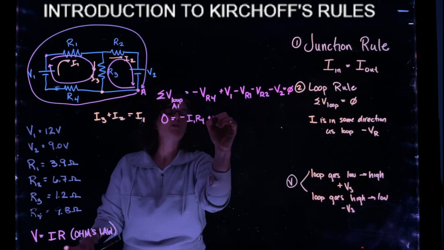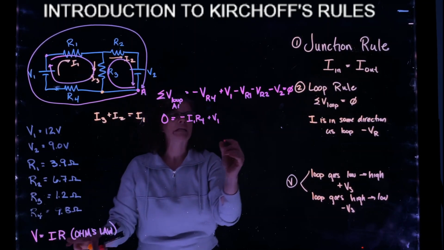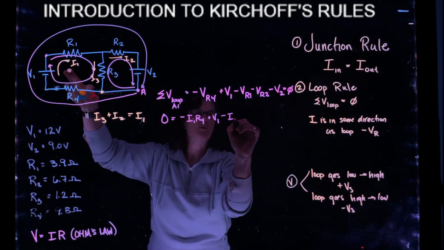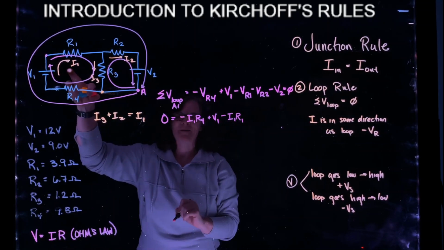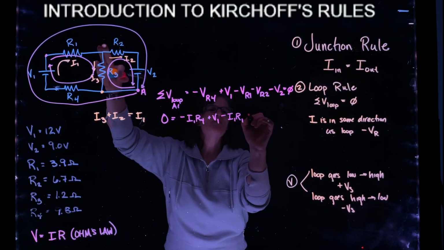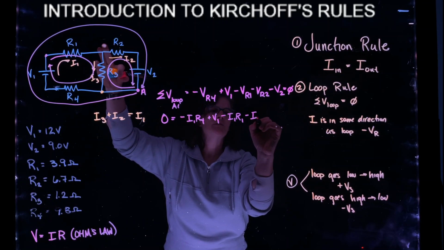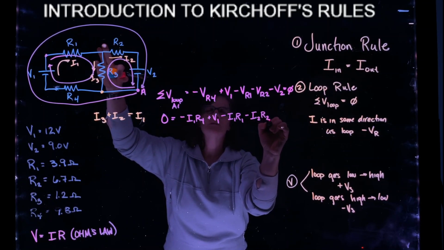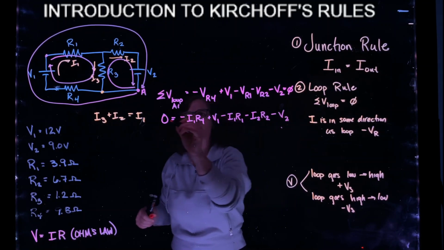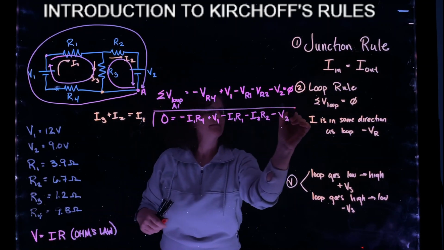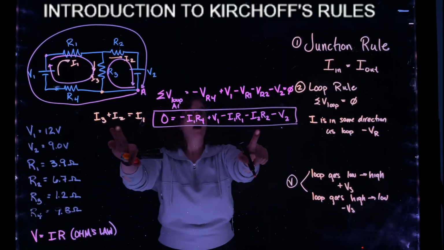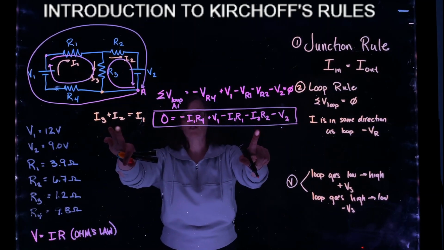Then I have my voltage source 1, which is known. Resistance 1 is current 1, so that's minus the current through resistor 1 times R1. Resistor 2 is current 2 through resistor 2, minus V2. So now I have another equation that has current 1 and current 2 in it. I'm getting closer to my ability to solve for the currents.